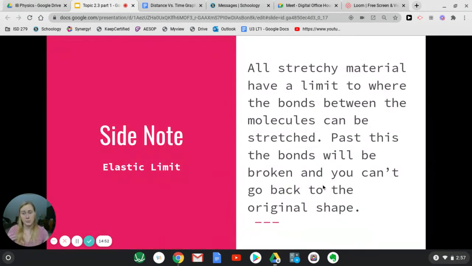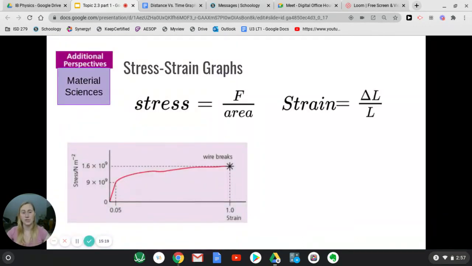And so a side note, all materials have what we call an elastic limit. And so a point where if you pull beyond, you're going to start to actually break the bonds between the molecules and it won't go back. So if you've ever played around with a rubber band or a string or something, at some point, if it's been used too much, you start to lose that stretchiness because you've broken the bonds between materials. And this is called strain of an object. And so when the strain becomes too much, it breaks.